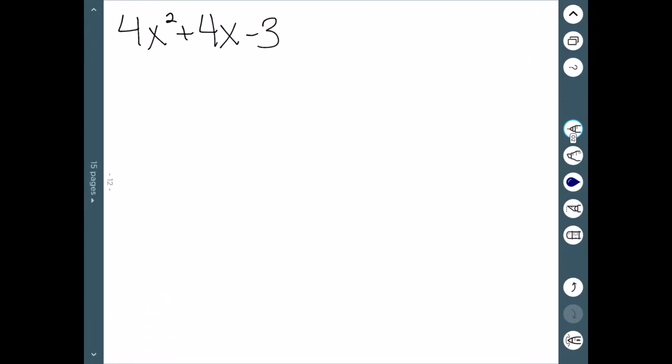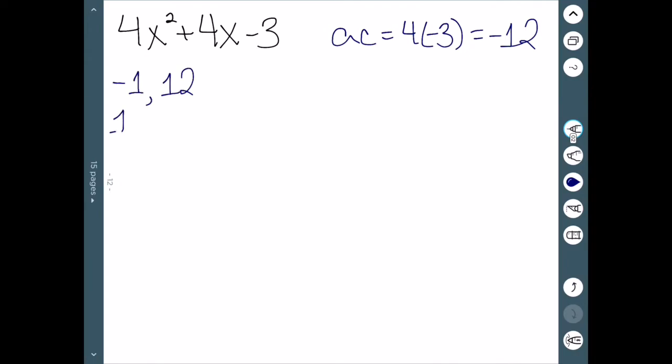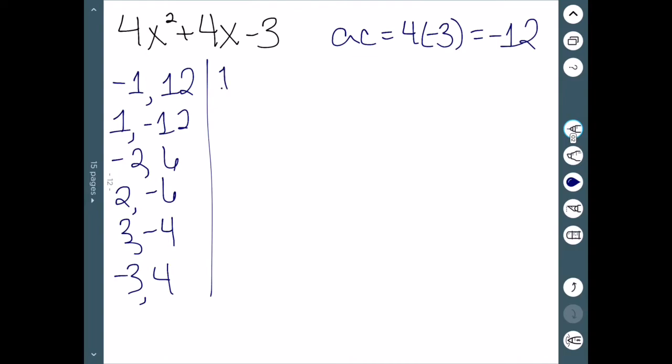Another example, 4x squared plus 4x minus 3. So I start with multiplying 4 and negative 3, which is negative 12 once again. So things that multiply to be negative 12: negative 1 and 12, 1 and negative 12, negative 2 and 6, 2 and negative 6, 3 and negative 4, and negative 3 and 4. When I add these, 11, negative 11, 4, and I'm going to stop here because we can see that that's what we wanted.